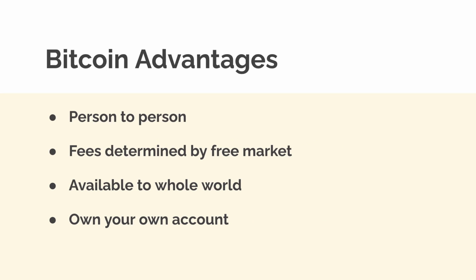The advantages to using Bitcoin, a cryptocurrency, versus something like gold or regular money like the USD, the dollar, is that with Bitcoin, the transactions are person to person. So you have no middleman. You don't have a bank or a credit card in between the transaction. Sending Bitcoin is directly person to person. There's no middleman. As well, the fees are determined by a free market.